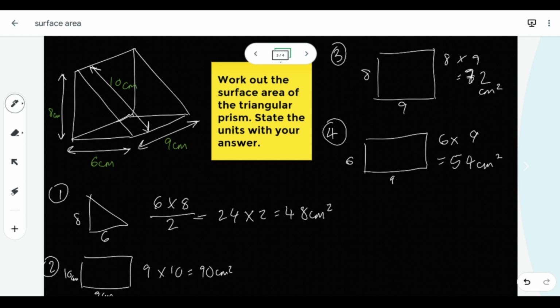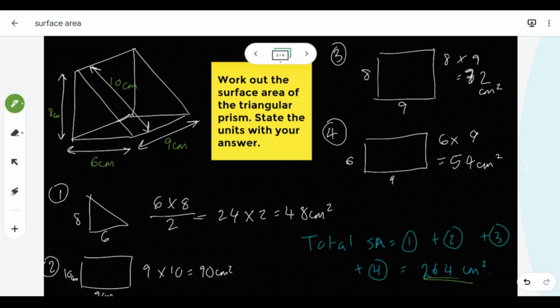Now to calculate the total surface area, all we need to do is add all the calculated areas together. So the total surface area will be 1 plus 2 plus 3 plus 4, which should come up to a value of 264 centimeters squared. Again, please be mindful of your units. They could earn you the extra mark in your exam. And that's your final answer and the end to this question.